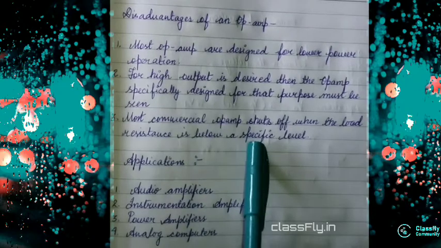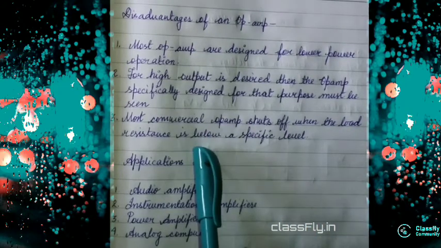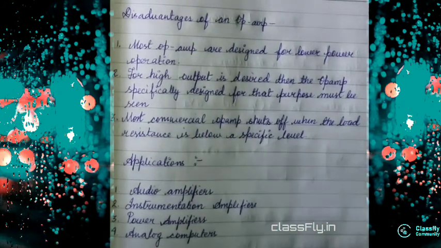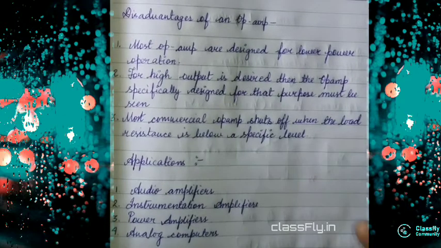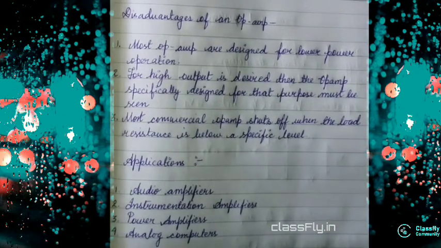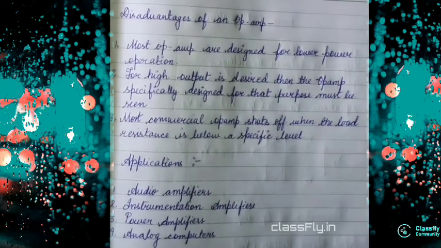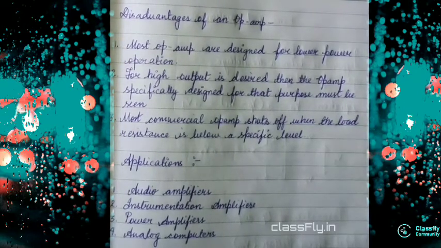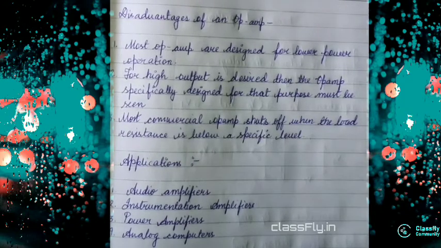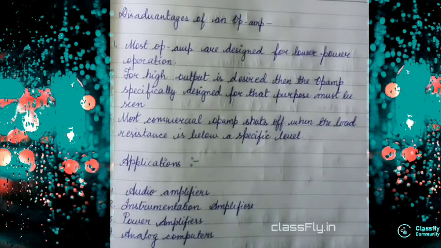Third, most commercial op-amps shut off when the load resistance is below a specific level. It says that whenever the load resistance, that is RL, is beyond its limit, since everything has a minimum level and a maximum level, right? When it crosses that limit, at that point the op-amp stops working. That means it shuts off.